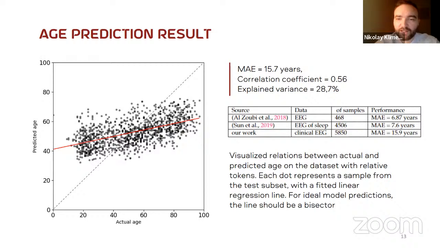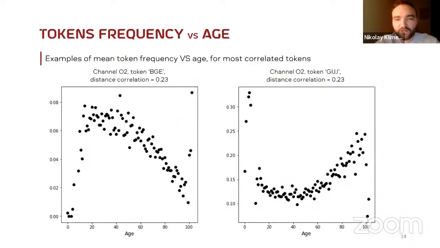Talking about those features, we also wanted to validate whether those features really make any sense. And we tried to correlate values of token frequencies with age using distance correlation. Distance correlation is a coefficient ranging from 0 to 1. And the difference of distance correlation from Pearson correlation is that it is able to capture nonlinear dependency.